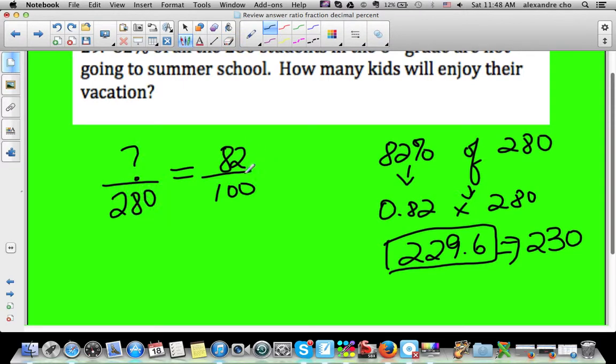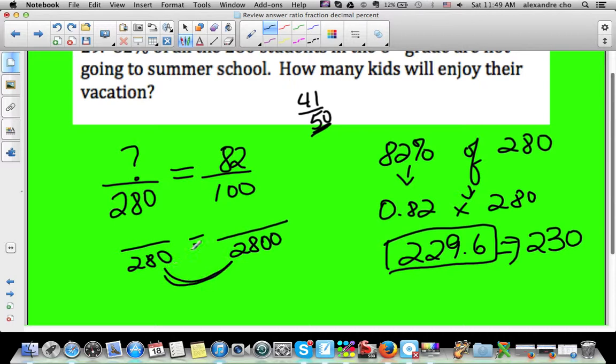If I broke that down, divided by 2 and got 41 over 50, would that help me? No, because there's 50 and 280, still no relationship. But if I made it bigger, I would make it bigger to 2,800. I changed the 100 to 2,800 because, as you can tell, there is going to be a relationship.